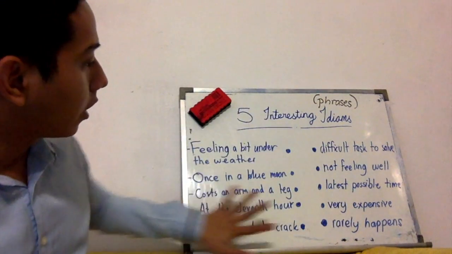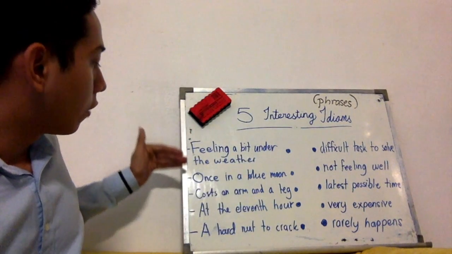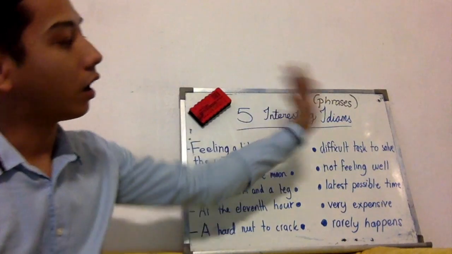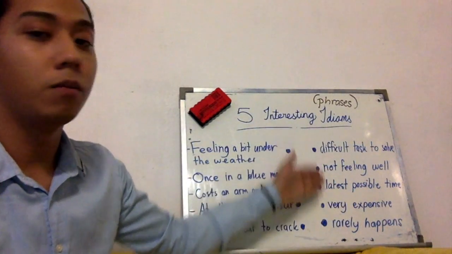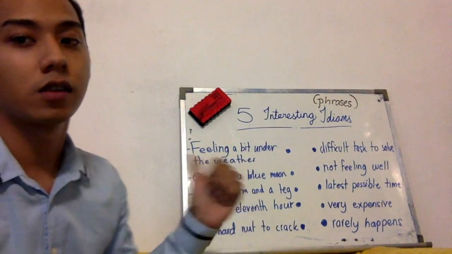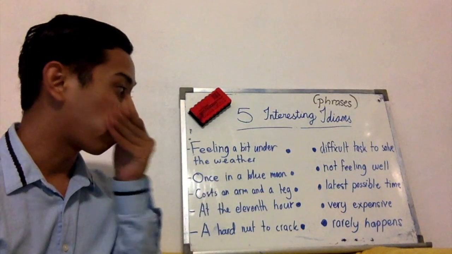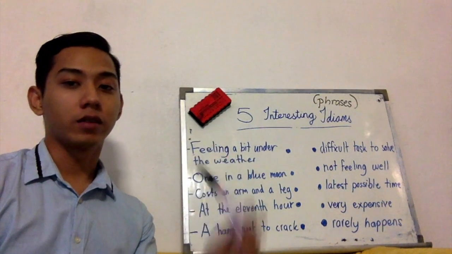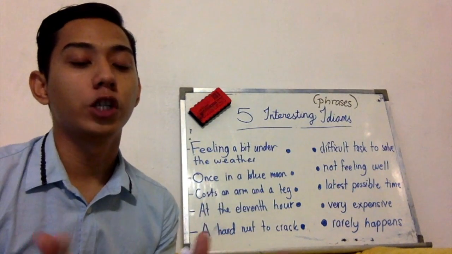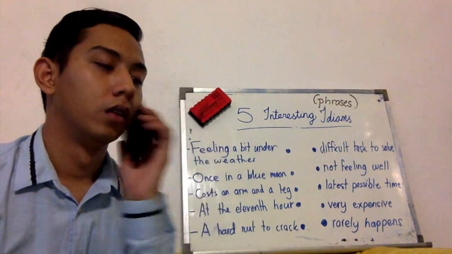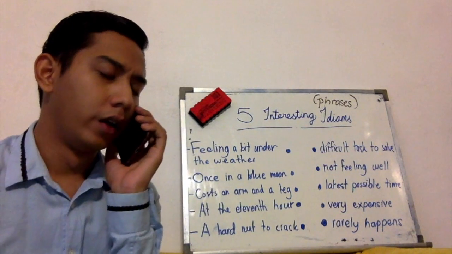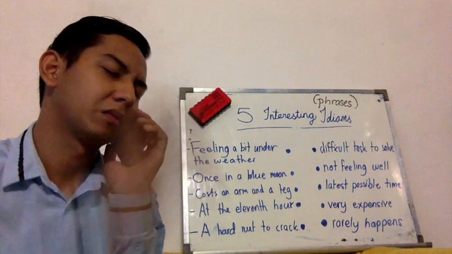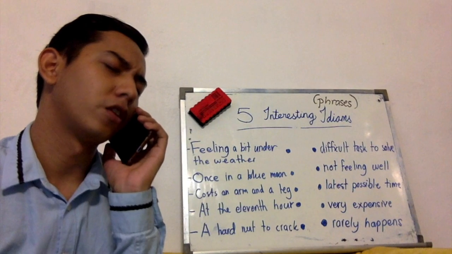So on the left hand side of the board, we have 5 interesting idioms that I've come up with for you today. And on the other side of the board are the meanings behind each of these phrases, okay? So let's take a look at the first one. Feeling a bit under the weather. Here's an example of a situation. Hey Mike, I don't think I can come to the party tonight. I'm feeling a bit under the weather. I'll see you tomorrow, okay? Sorry.